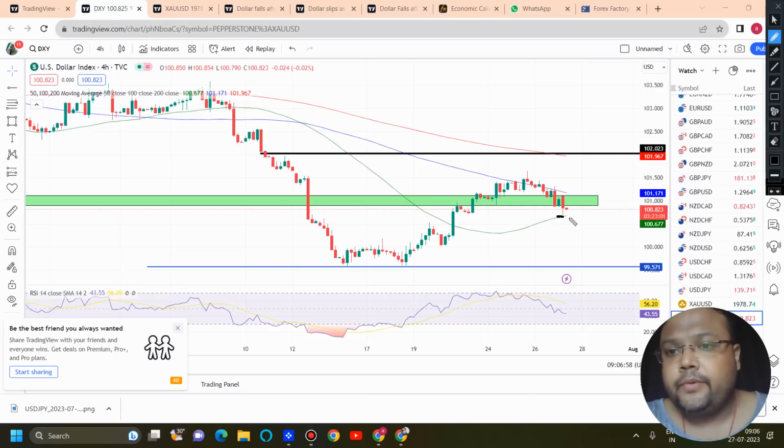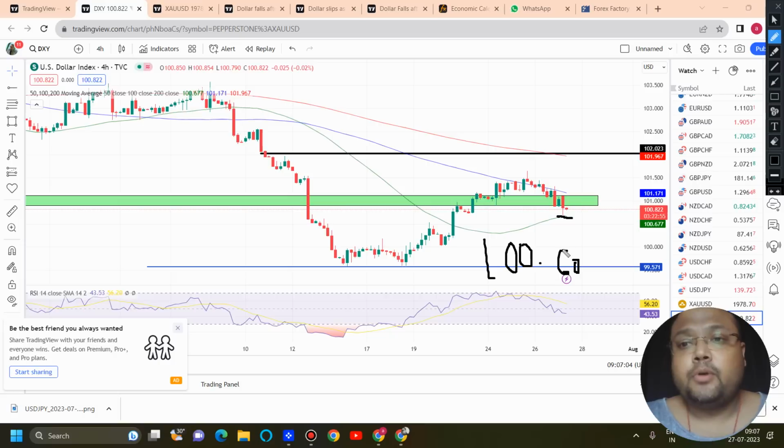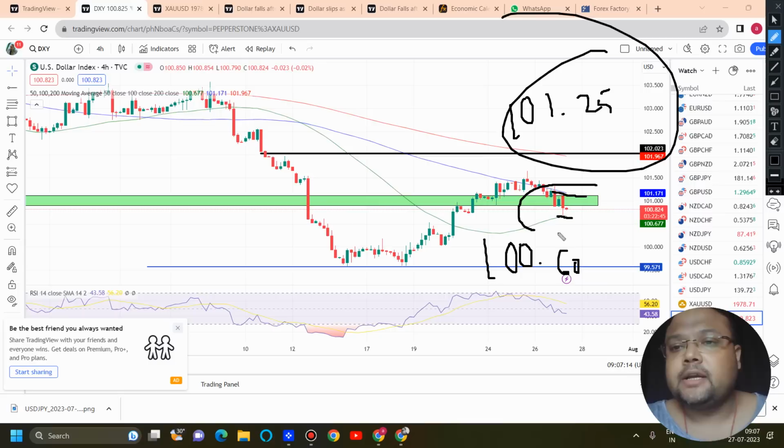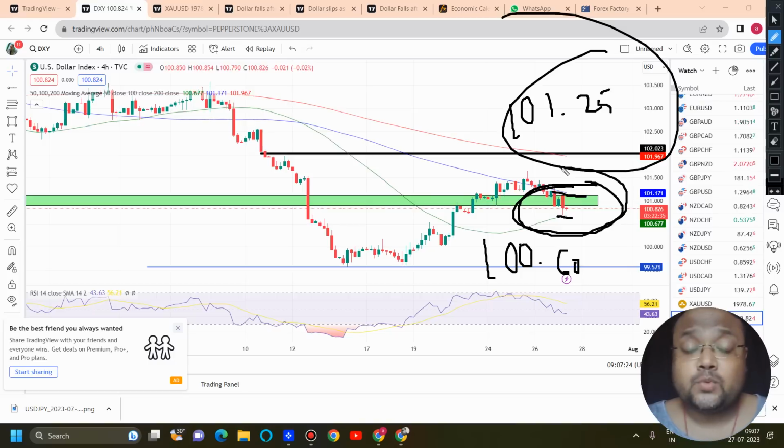And if the market breaks the 100.60 level, then further downside is possible. And to continue the upside, the dollar index needs to cross 101.25. Right now it is stuck in the middle here. The previous support, if you remember, 100.80 was the last support. So right now the market is standing here. Let's wait and watch what the dollar or DXY does.